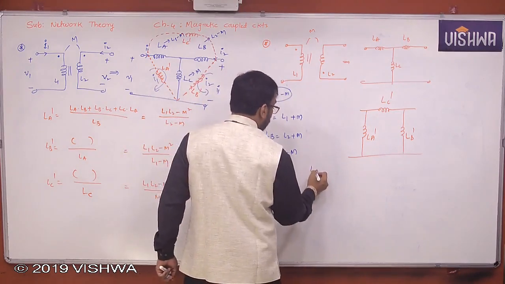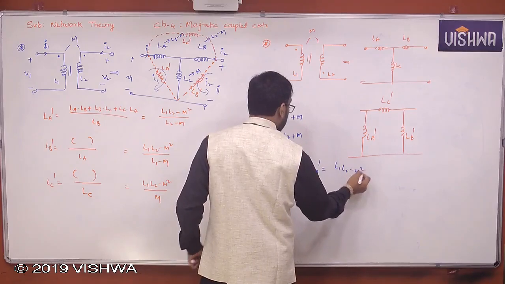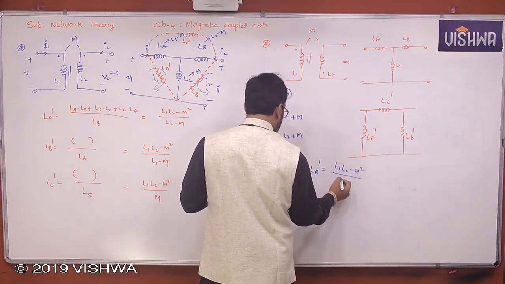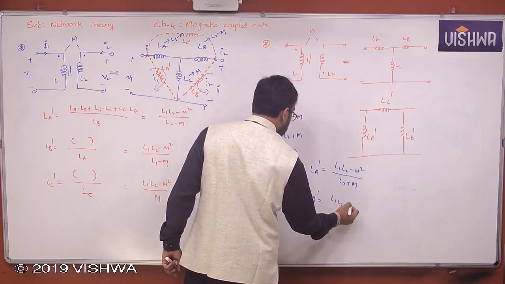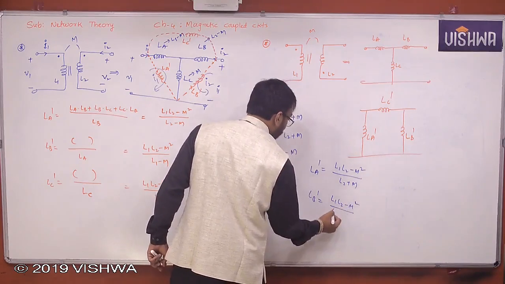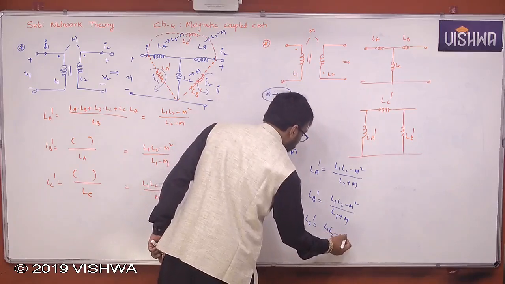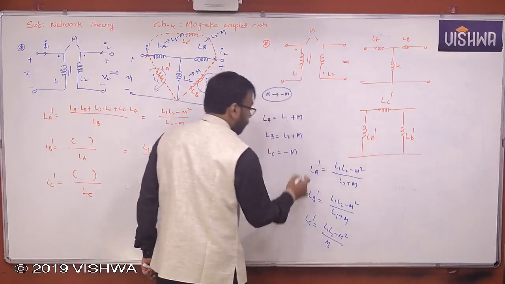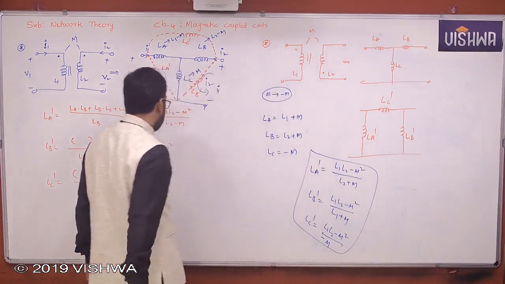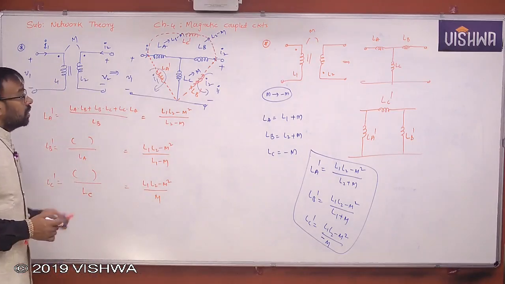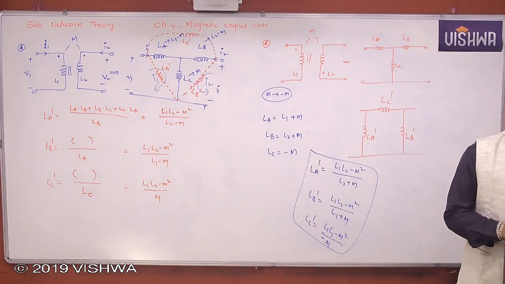LA dash will become what? L1 L2 minus M square. This does not change, but this will become L2 plus M. LB dash will become L1 L2 minus M square by, please note down all the formulas. LC dash will become L1 L2 minus M square by minus. Clear? So this is how you are supposed to convert an inductively coupled circuit into conductively coupled circuit.